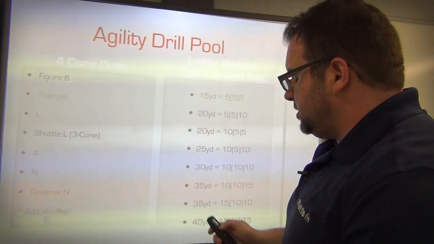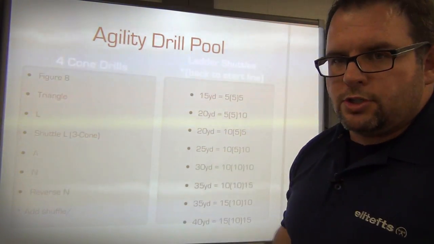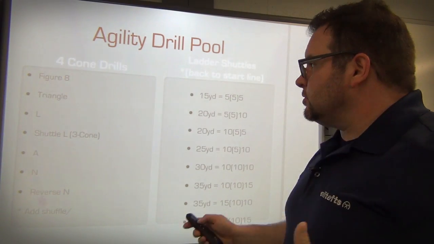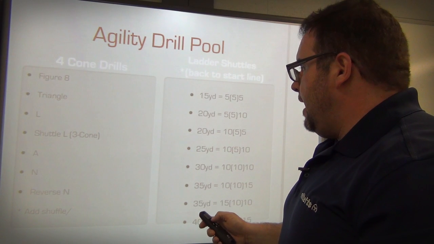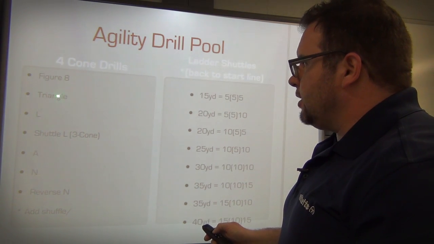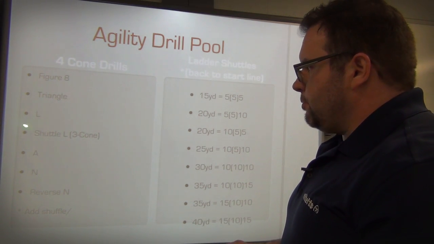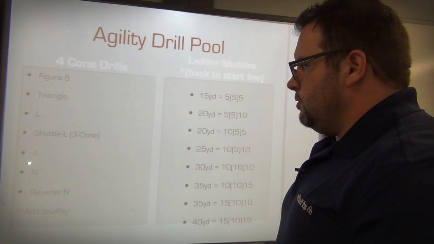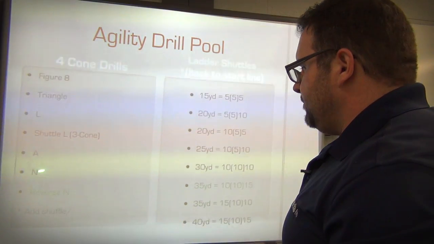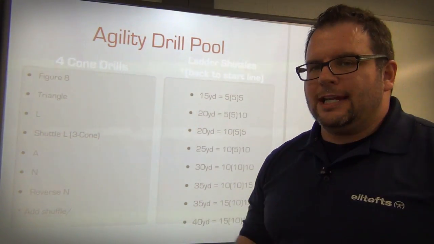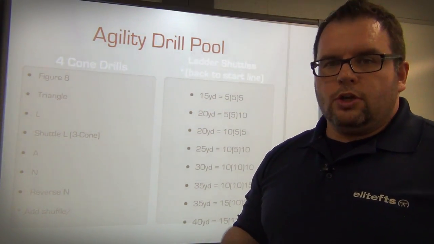And again, this is a list of just some of the drills you can do. I wish I had some videos on these. We're working on that. But really, with the four cones, we went from everything from that figure eight to triangle L. You can actually do a three cone. You can do the A. The example I showed was the N and the reverse N. And again, you can add a shuffle to any of those. You can add a back pedal, a U drill. You can be very creative.